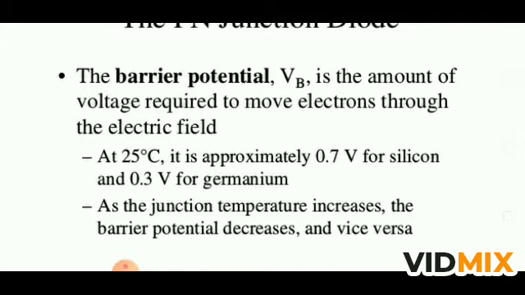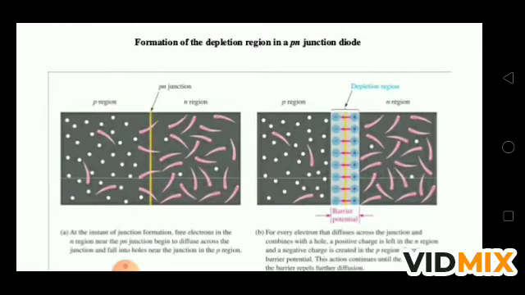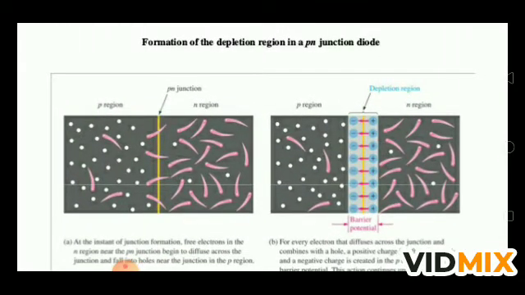As the junction temperature increases, the barrier potential decreases, and vice versa. Meaning as you increase the temperature of the junction, the barrier potential decreases, and vice versa, meaning the reverse can also happen. So this is very important: the barrier potential and the values of barrier potential at 25 degrees for silicon and germanium. Now if you see the formation of the depletion region, how the depletion region will form.